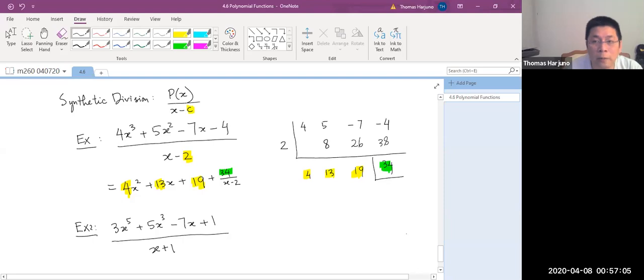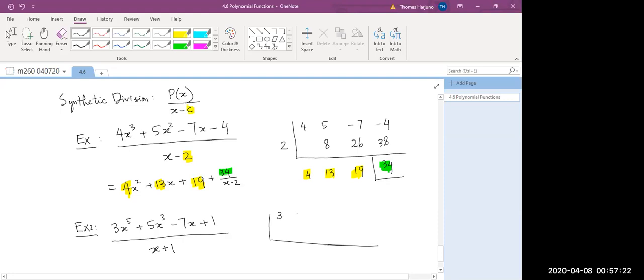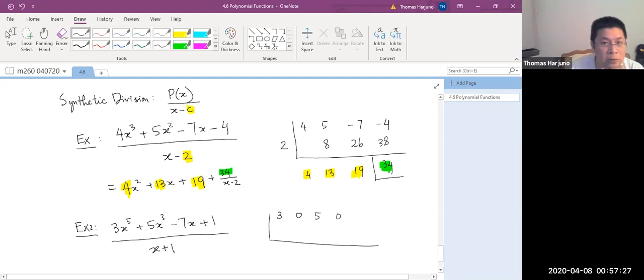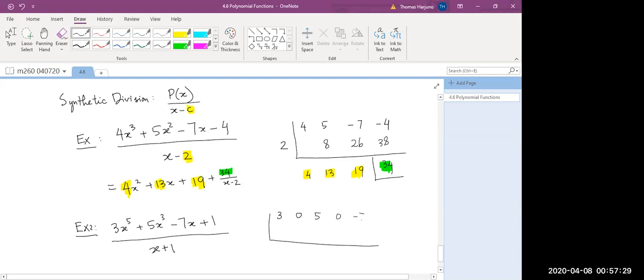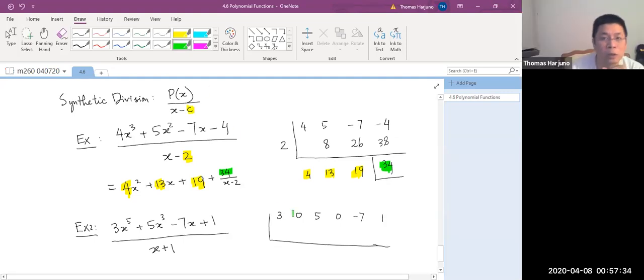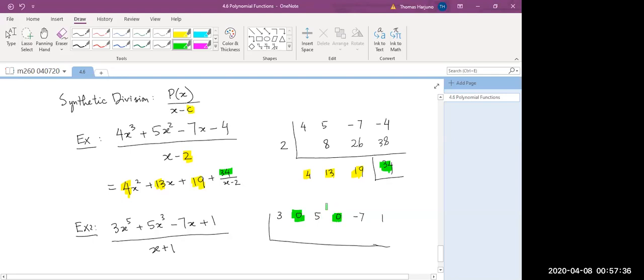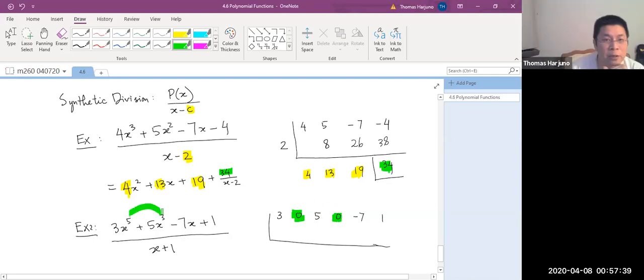Okay, let me start. That will be inside the box on the first row: 3, 0, 5, 0, negative 7, 1. Don't forget the placeholder, okay? You have a skip here. You also have a skip there.